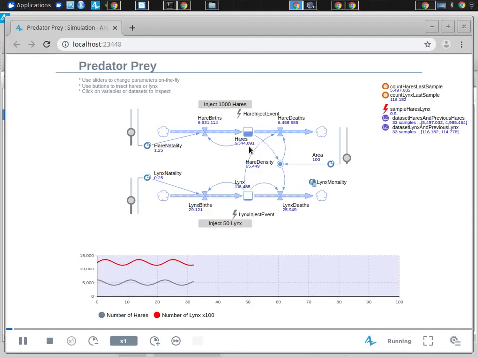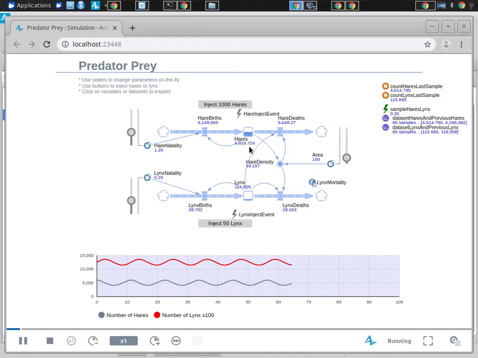We have an interaction between them. Lynx, ladies and gentlemen, eat hares. But I can assure you the reverse is not true. Okay? And hares, in turn, can be killed by lynx, but can multiply at prodigious rates with hare births. Lynx multiply at much slower rates, but can die. In particular, they can die on account of starvation from unavailability of hares.